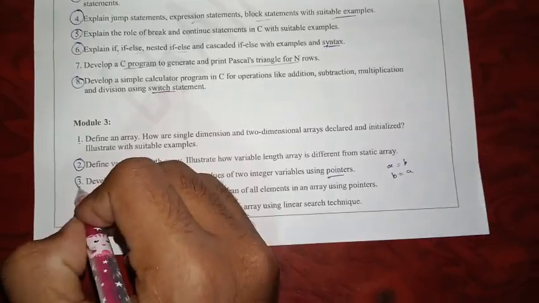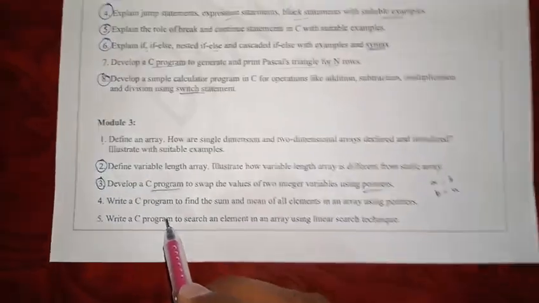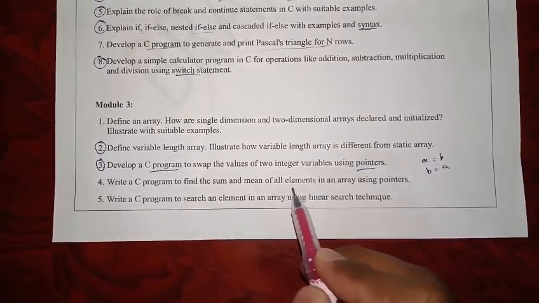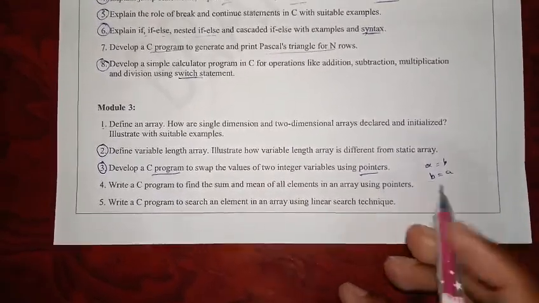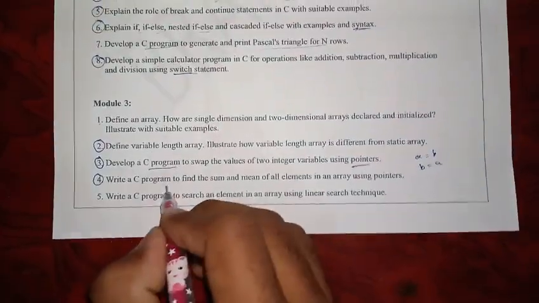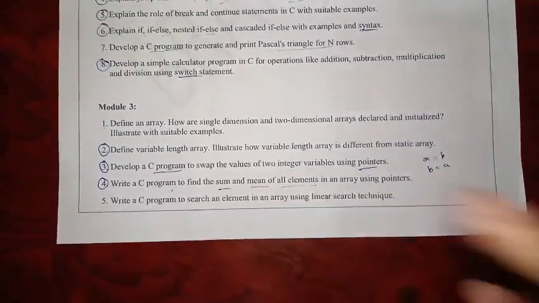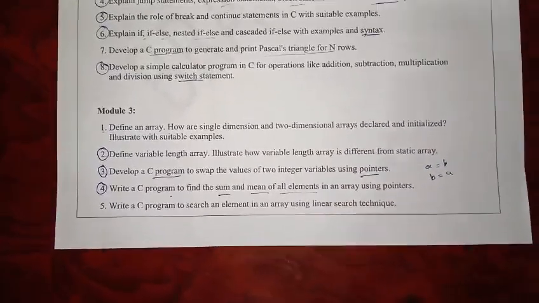Question number 4. This is also the most important question. Write a C program to find the sum and mean of all elements in an array using pointer. Using pointer, we have to develop a C program which will find the sum and mean of all the elements. They will be given in the C program.